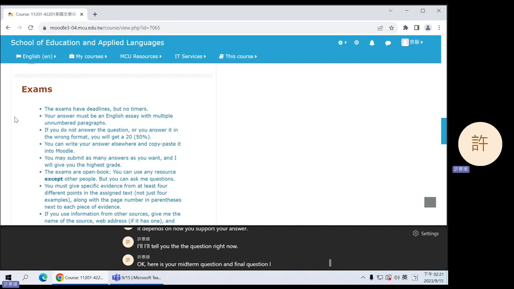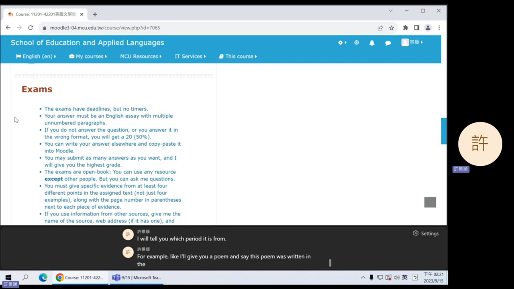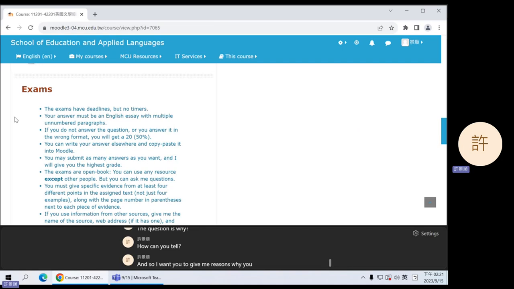I will give you a work of literature. I will tell you which period it is from. For example, I'll give you a poem and say, this poem was written in the 16th century. The question is, why? How can you tell? And so I want you to give me reasons why you can see that this poem is from the 16th century.